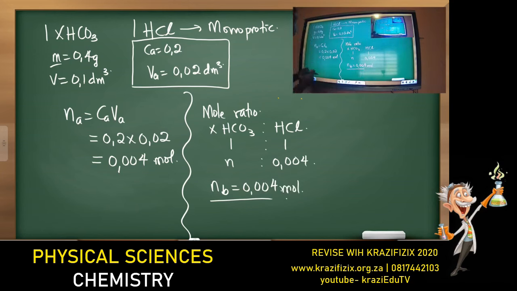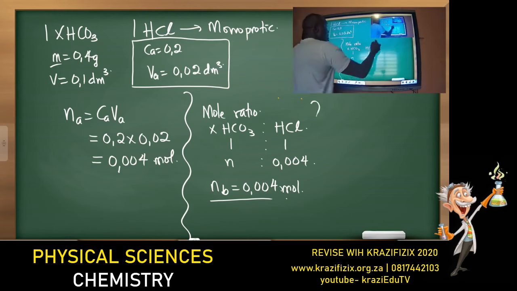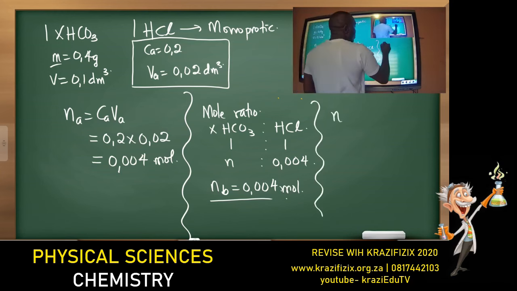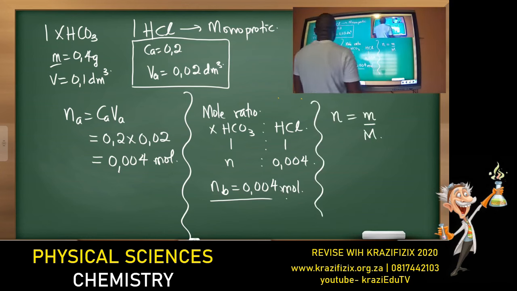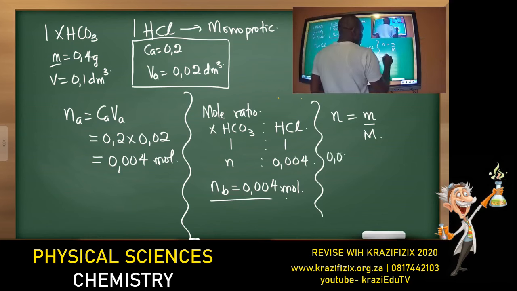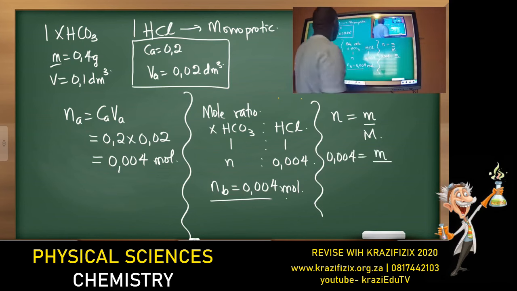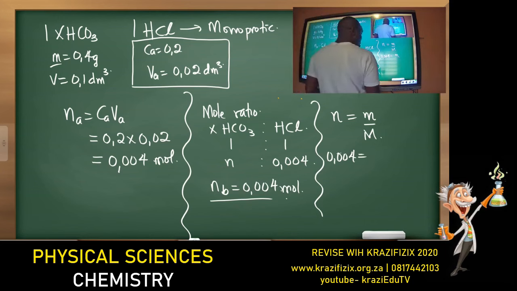Which means, guys, I can now calculate my mass. Number of moles is mass over molar mass. All right, number of moles is 0.004. Do I know the mass? No. Now, what about the molar mass? I do not know what X is, by the way. All right, but I do have my mass. My mass is 0.4.